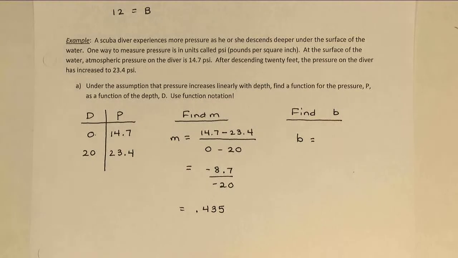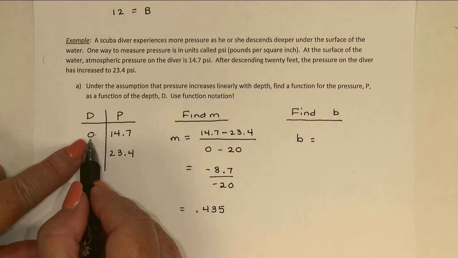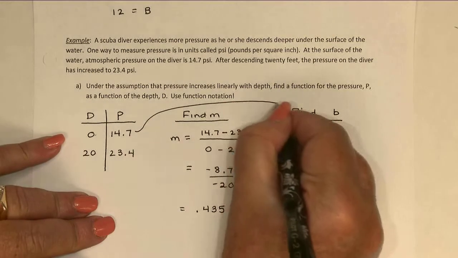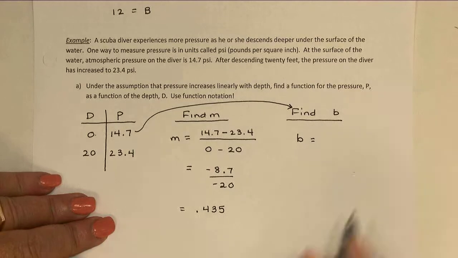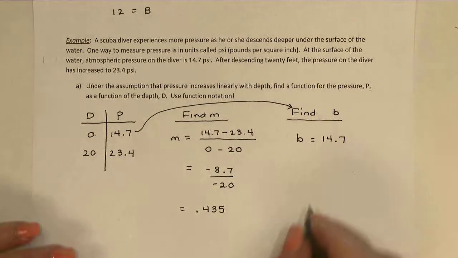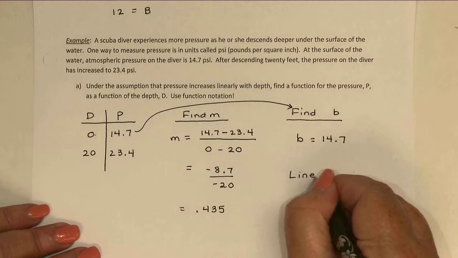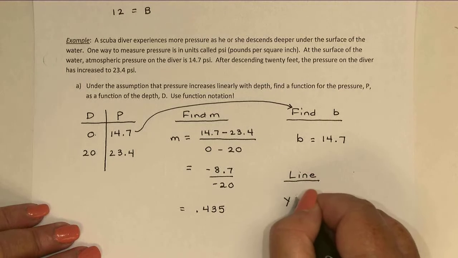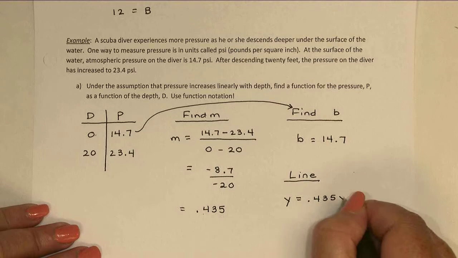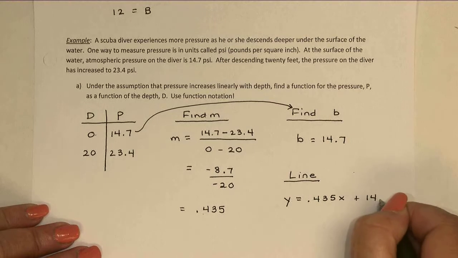And as far as the y-intercept, again, we actually know what happens when the depth is 0. So really, I don't have to do any calculations. I already know in this case b is 14.7. So my line, y equals 0.435x plus 14.7.